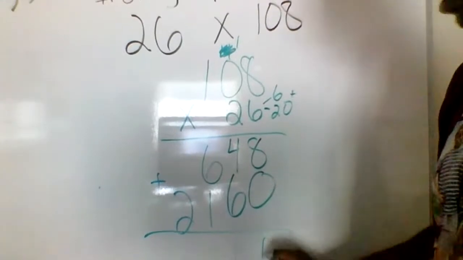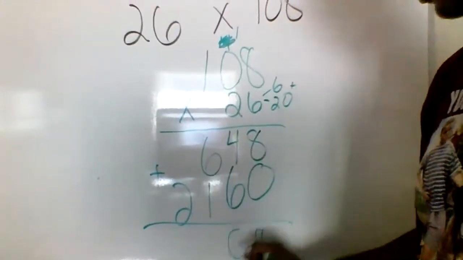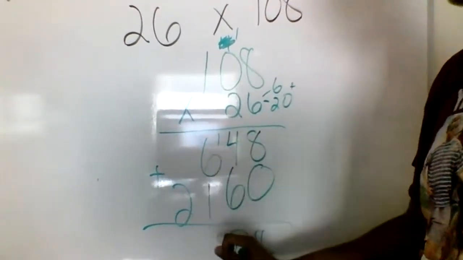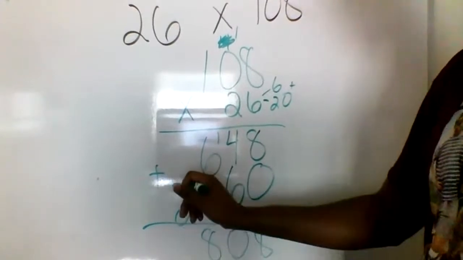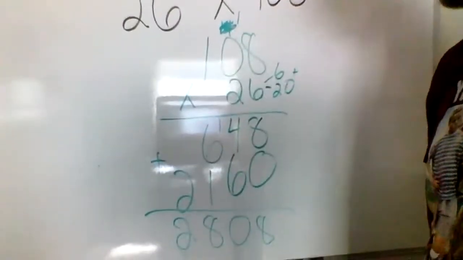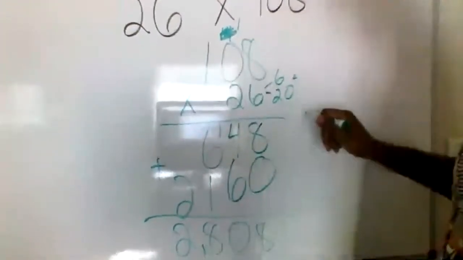8 plus 0 is 8. 4 plus 6 is 10. That's 0, carry the 1. 1 plus 6 is 7, plus 1 is 8. And then 2 plus nothing else is just 2. So the answer is 2,808, which is the letter D.